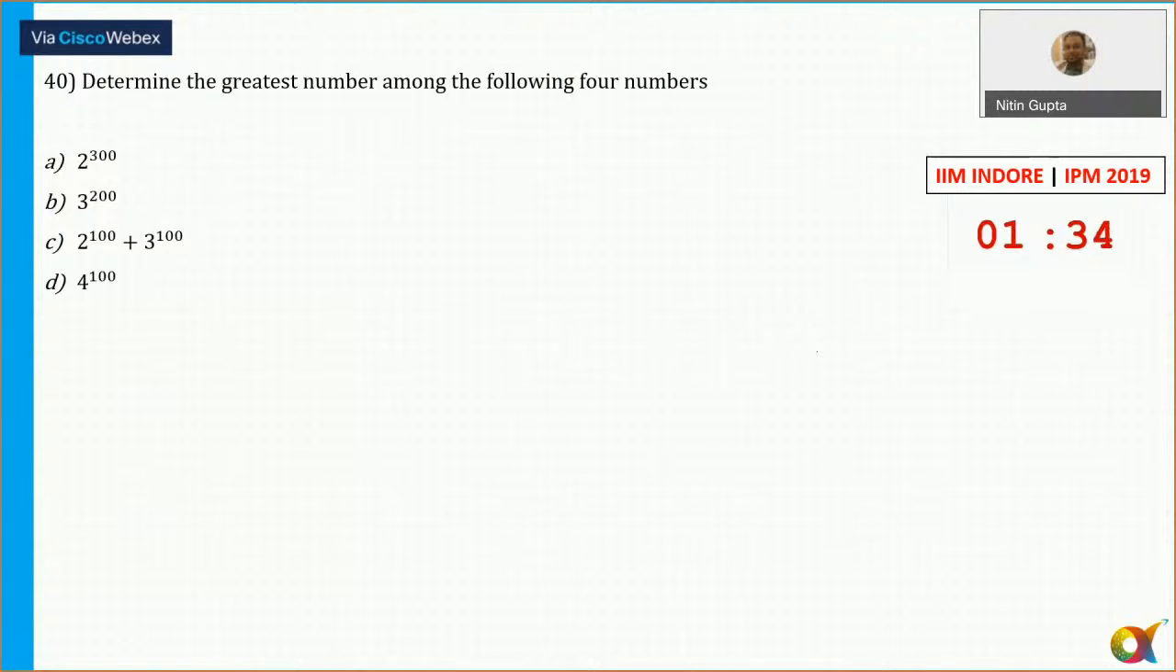You need to find out the greatest number among the following four numbers. Which one is the greatest?